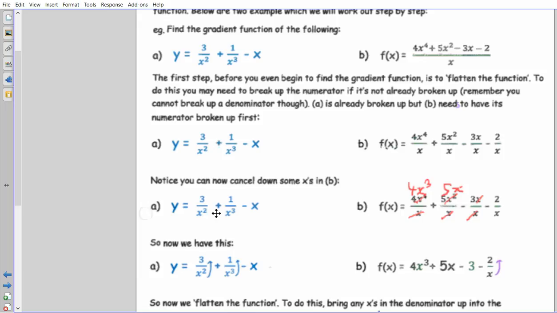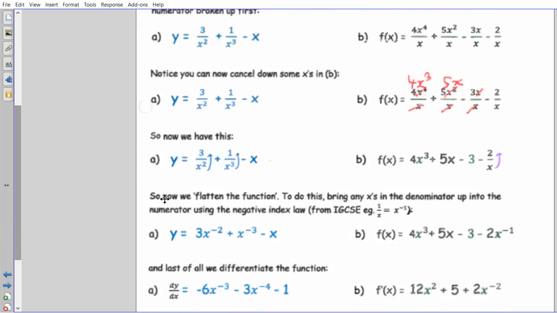So this one. So now what we have is the original function still. So this is still the original blue function. So before you even do the calculus, you've got to bring these x's up into the numerator, unfortunately, before you can do the calculus step. So to bring the x's up, it's back to like your index laws.